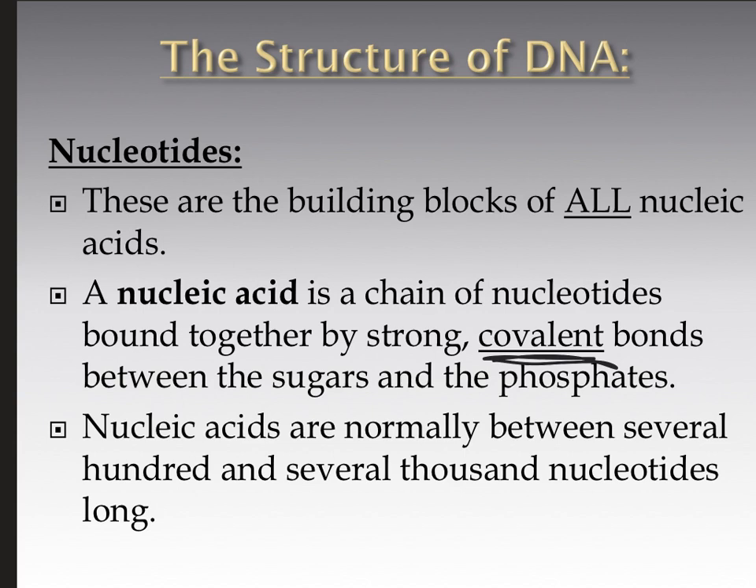So when we talk about DNA, we talk about it being a double helix. It's like a staircase that's been twisted around. The sides of the staircase, or the ladder, are made up of alternating sugars and phosphates held together by very strong covalent bonds. So it's held together very tightly, okay? Nucleic acids are normally between several hundred and several thousand nucleotides long.